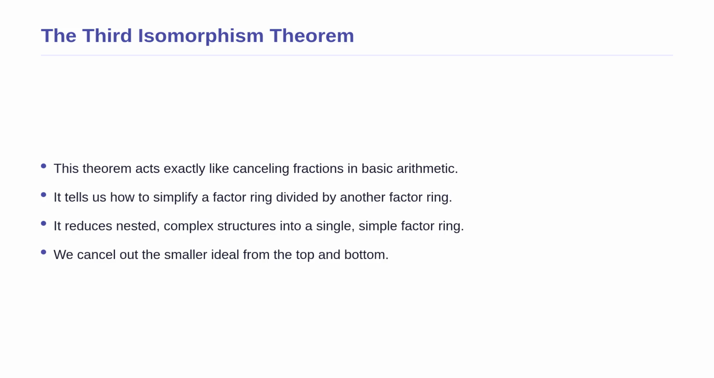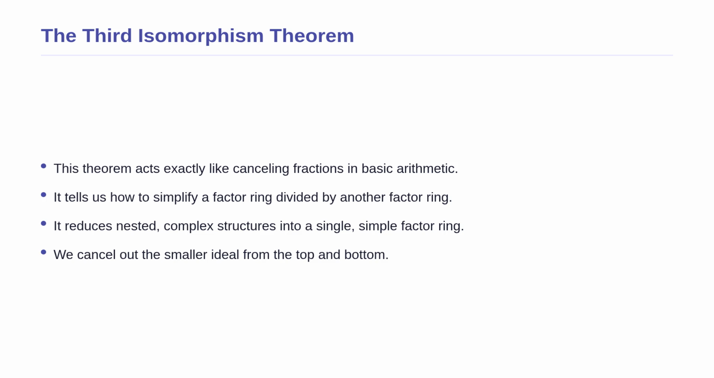Moving forward, we arrive at the third isomorphism theorem. This one is the easiest to remember because it looks exactly like cancelling fractions in basic arithmetic. Imagine you have a fraction like 2/4 divided by 2/4... The 2's cancel out. This theorem does the exact same thing, but for rings and ideals instead of numbers.